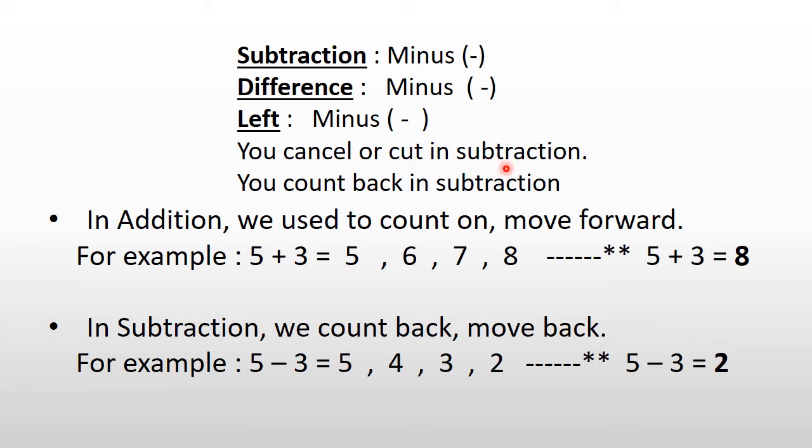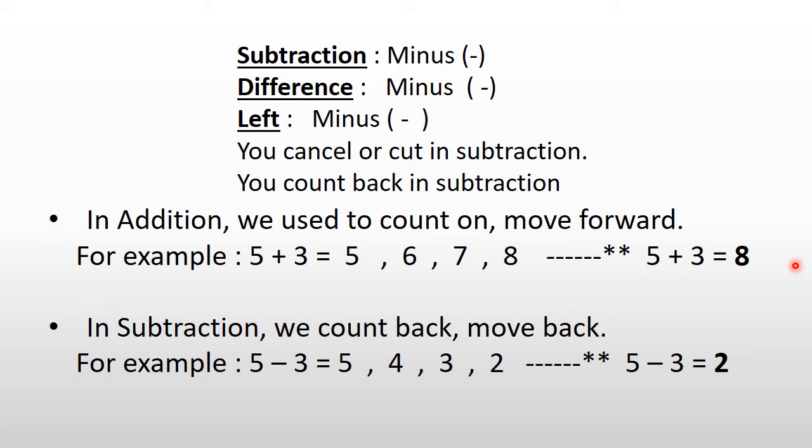Now in addition, what we used to do was count on, right? For example, if we were supposed to do 5 plus 3, how would we do this? We used to open three fingers, and we used to start counting from 5: 6, 7, 8. We used to count in steps of 3, from 5 onwards: 6, 7 and 8. So my answer was 5 plus 3 is equal to 8.